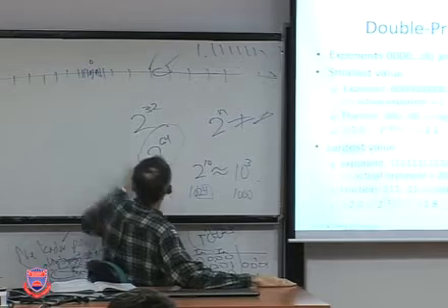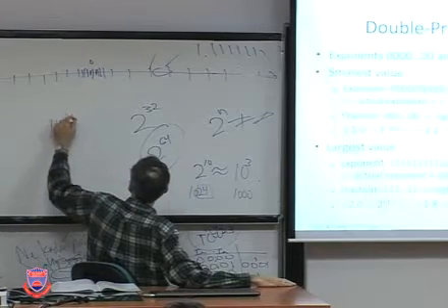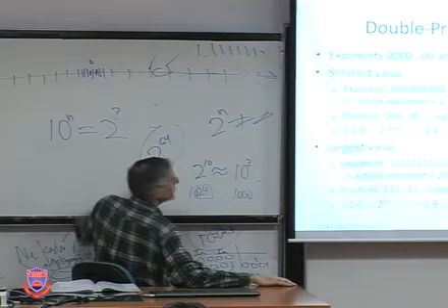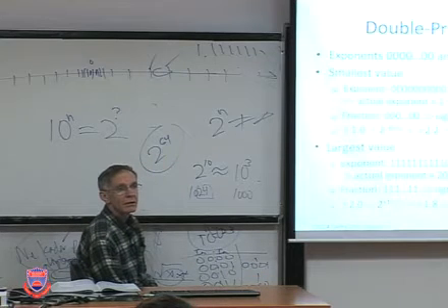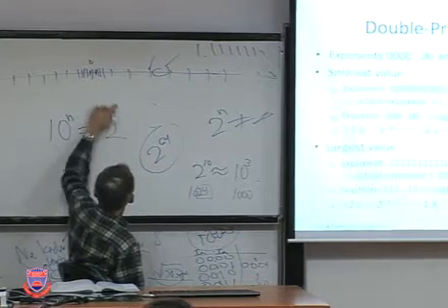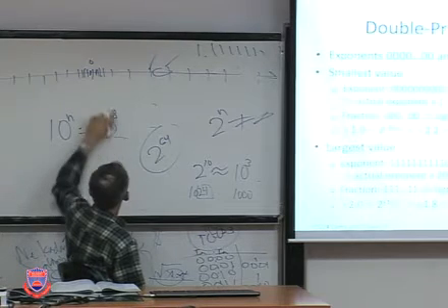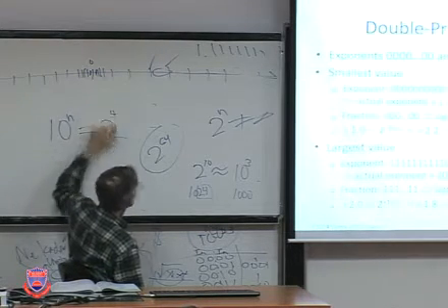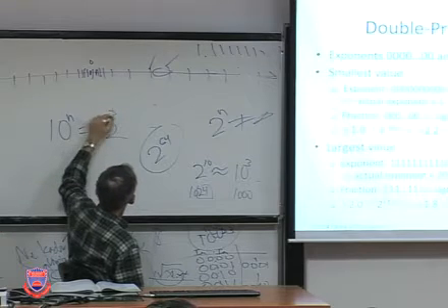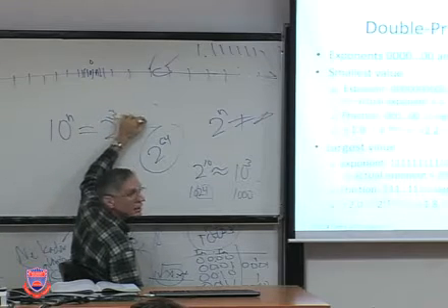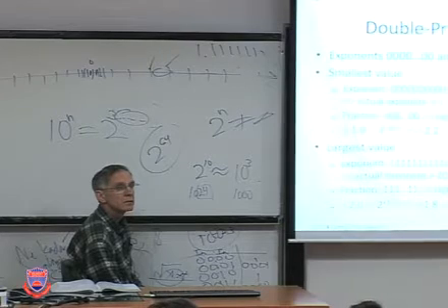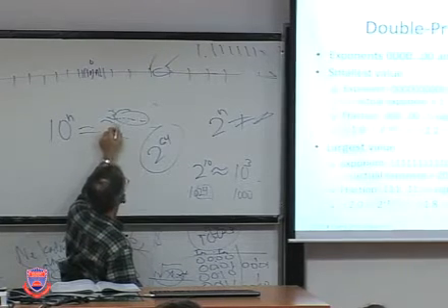How about this one? 10 to the n equals 2 to the what? Well, no, too big, too small. Too big. 3. Do we know that number? Do we know that number? What is that number? 3. What?